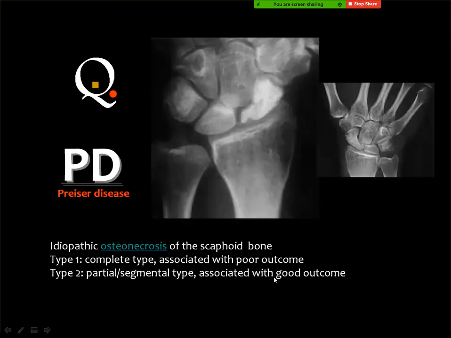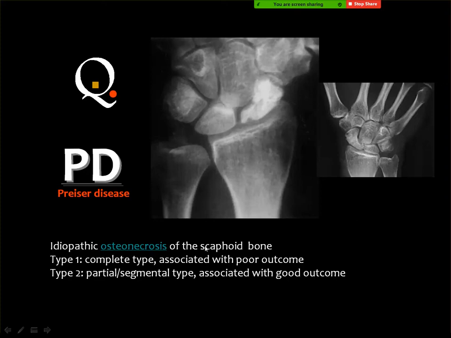Avascular necrosis of scaphoid. Yes, this is avascular necrosis of the scaphoid, and we have two types of avascular necrosis. The avascular necrosis secondary to trauma, and this avascular necrosis without trauma, which is known as Preiser disease.